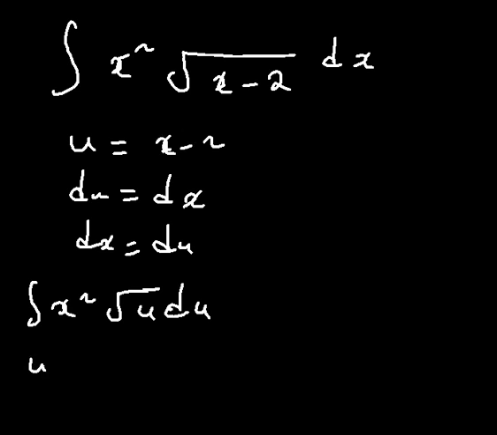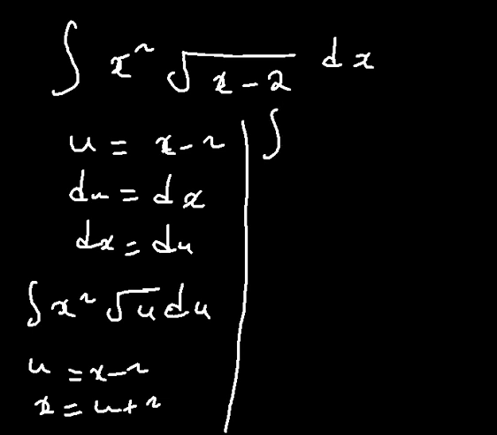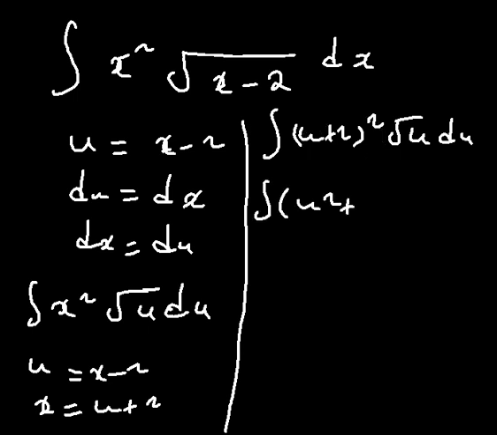There we have u equal to x minus 2, which is the same as x equal to u plus 2. Therefore, we substitute x for u plus 2. That gives the integral of (u plus 2) to the power 2 times the square root of u du. I would have to expand it there. That will be given as the integral of (u squared plus 4u plus 4) times the square root of u du. And I would have to distribute the square root of u.